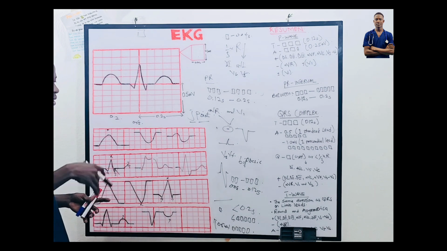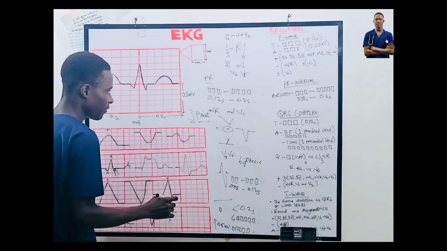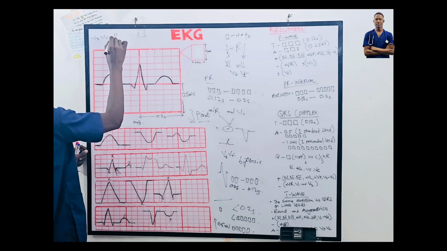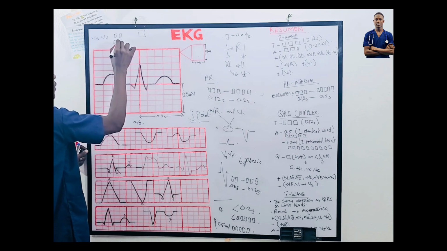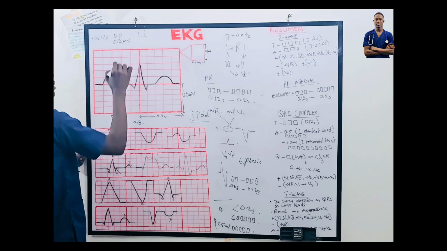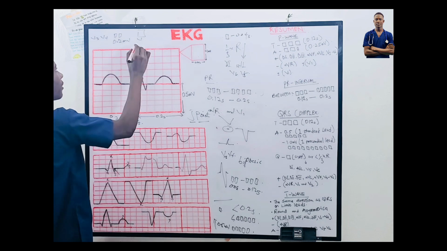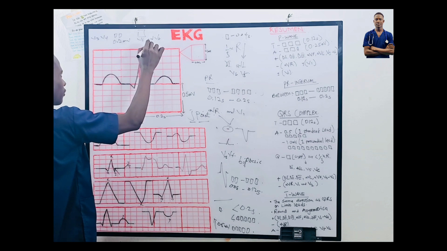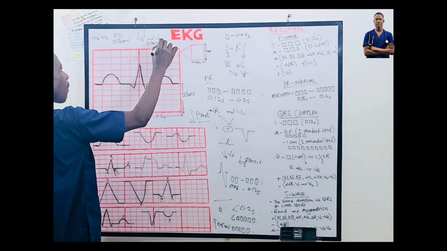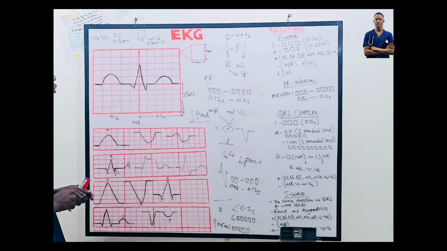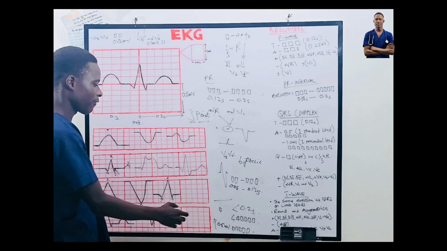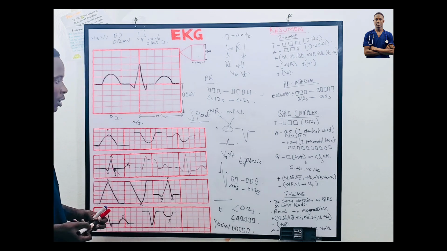Now, in some specific leads, like V3, V4, it is mostly 2 boxes, which is 0.08 seconds, which is 0.2 millivolts. And then for V5 and V6, which is what? 0.1 millivolts, or 1 box. You understand? But in total, it shouldn't exceed 0.5 millivolts, or 5 small boxes.